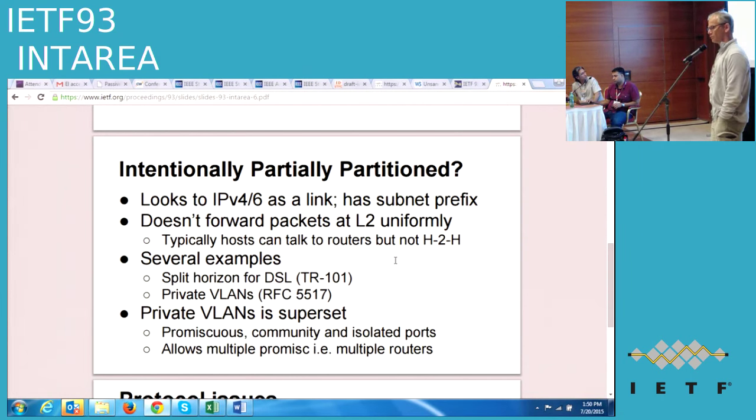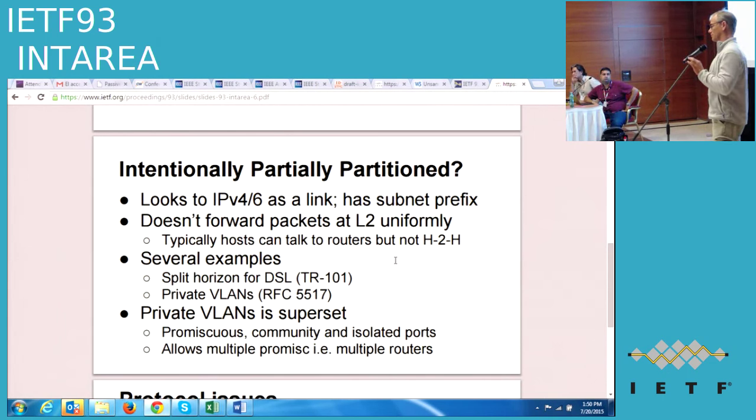The private VLAN stuff is actually a superset of the split horizon mechanisms, as far as I can tell, in 2 ways. One is that, first of all, it has 3 different types of ports in the network: promiscuous ports, community ports, and isolated ports. The promiscuous ports are where you connect your routers, but you can have multiple of those. So you can actually deploy this in a network where you have 2 or more routers on the subnet. And that is what makes some of these things interesting.